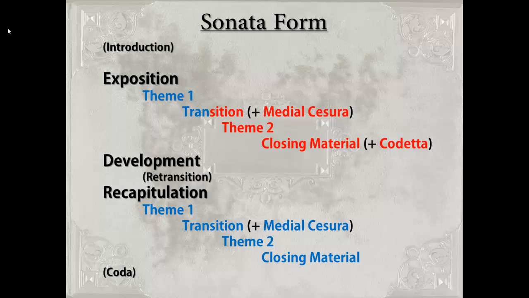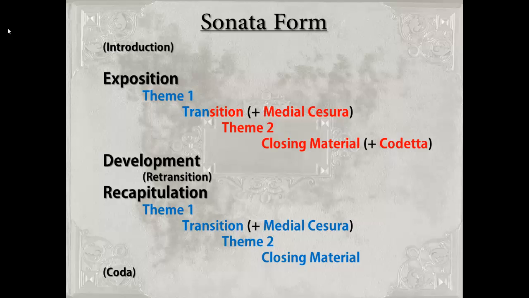The exposition has four main parts: the theme 1 or theme group 1, the transition, which has the medial caesura at the end of it, theme 2 or theme group 2, and then closing material. And finally, anything at the very end of the exposition, we call that a little codetta, after the final closing cadence.